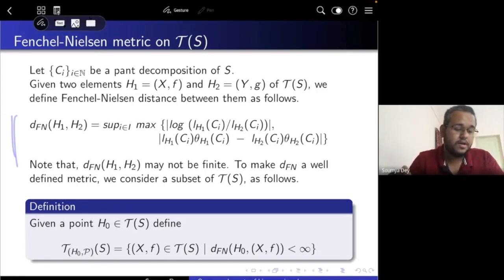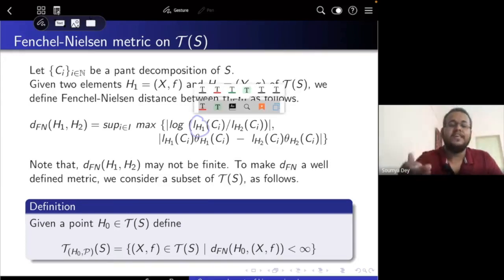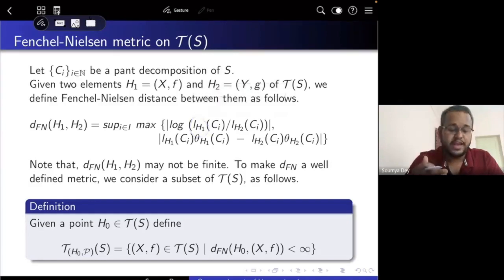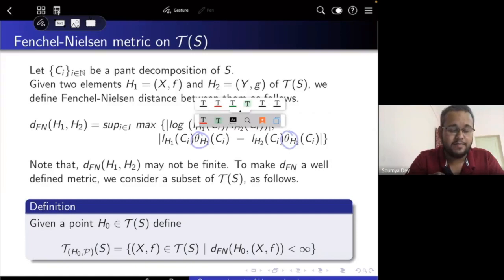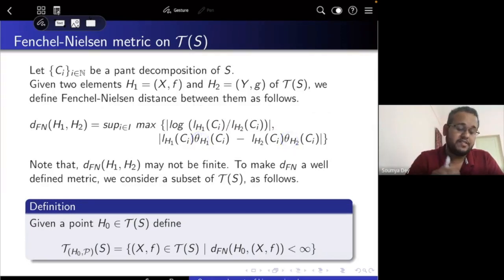The definition is like this. You have L_H1 of Ci and L_H2 of Ci. Basically these are lengths. L_H1 of Ci is the length of Ci in the structure H1, and L_H2 of Ci is the length of Ci in the structure H2. You take the quotient and take log, and in the other part you are also comparing L_H1 Ci, theta_H1 Ci, and L_H2 Ci, theta_H2 Ci. These thetas are twist parameters. In our case, I will be taking these as 0, but this is a general definition.